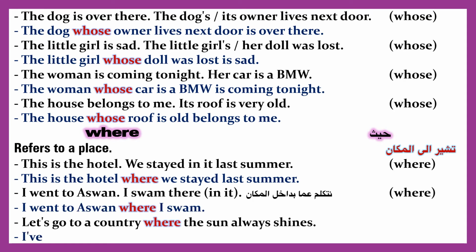The house belongs to me. Its roof is very old. Whose. The house whose roof is old belongs to me. Where refers to a place. This is the hotel. We stayed in it last summer. Where. This is the hotel where we stayed last summer.